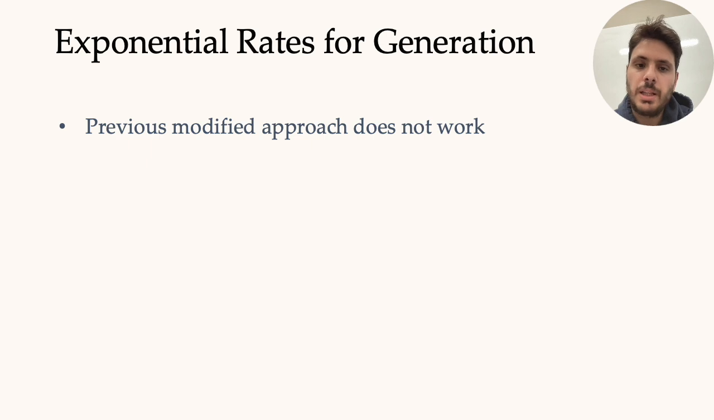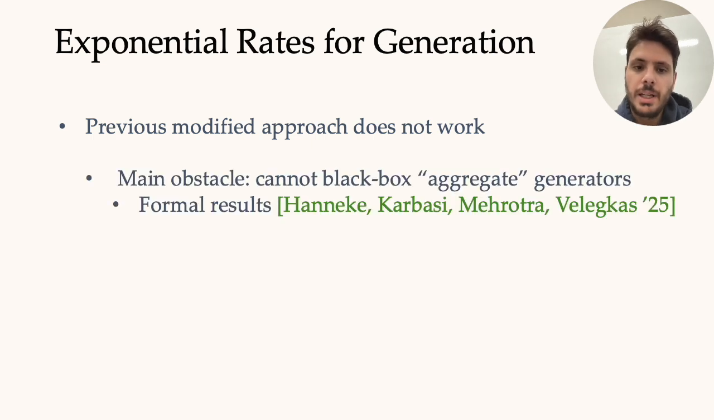Now, having explained the exponential rates result for identification, I want to move on to explaining the exponential rates result for generation. Now, the previous modified framework that I showed you does not work here. And the main obstacle is that we cannot aggregate generators in a black box way. And this was made more precise in a follow-up work with Steve Hanneke, Amin Karbasi, and Anay.